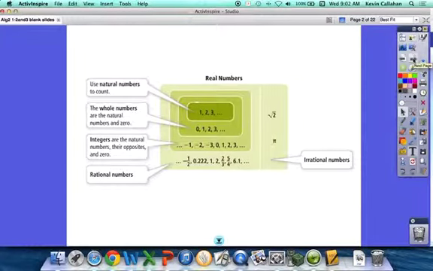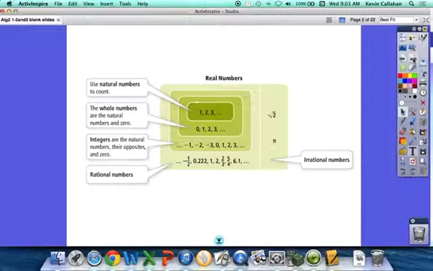So the first thing we're doing here is just reviewing what we mean by real numbers, the sets of numbers. We tend to think of real numbers as, okay, that means they're real, correct? It's actually more complicated than that. We won't see all of that until we get into the chapter on quadratics.